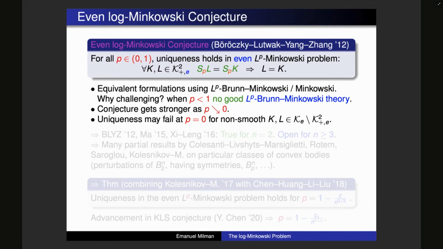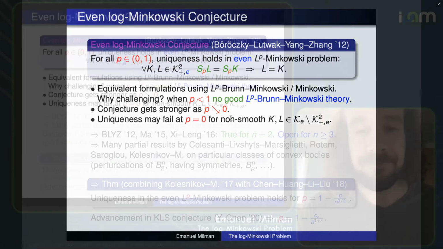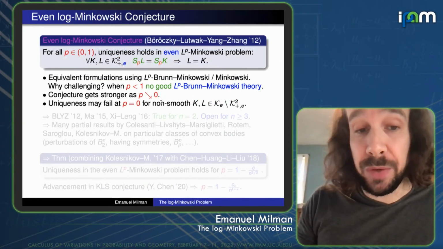Another comment is that maybe it's hard to see from this formulation, but actually this conjecture gets stronger and stronger as p decreases to 0. In other words, if you can solve this conjecture for p equals 1/4, then you can also solve it for p equals 1/2. Okay, and finally we stop at p equals 0 because beyond that there's no uniqueness. In fact, even at p equals 0, you can find two rectangles having appropriately chosen side lengths for which there's no uniqueness. Okay, so what is known about this conjecture?